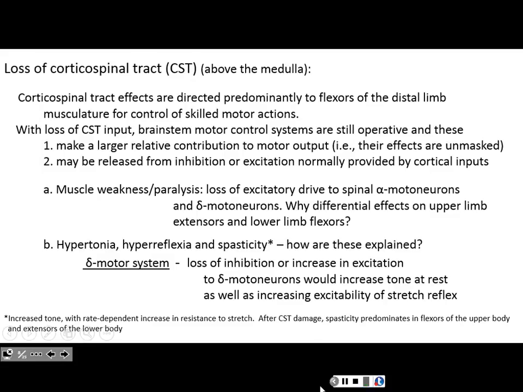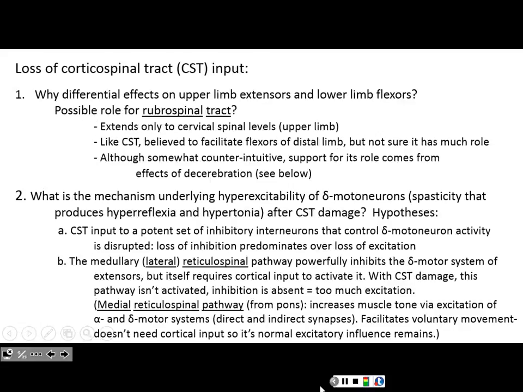Okay. So the gamma motor system is one possibility. And I'm going to talk about that a little more in detail as we go on. You can imagine that if you change the inhibition or excitation pattern to the gamma motor neurons, you would affect tone, because we just said it's very important in affecting tone. And changing that tone would also increase the excitability of the stretch reflex, and that could produce some hyper-reflexive behavior in the muscle. Yes? Makes sense.